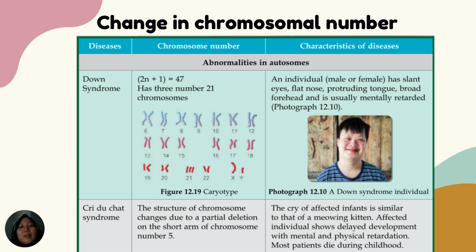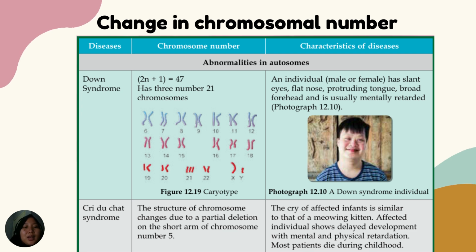So the characteristics are that this person can be male or female, and can have slanted eyes, a flat nose, a protruding tongue, a broad forehead, and usually is mentally retarded. All right, so it affects cognition.